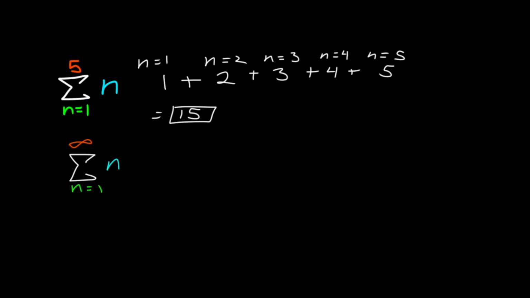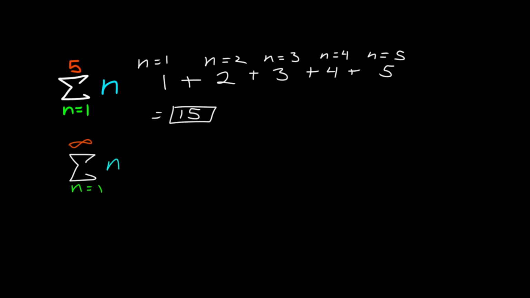Now, what about this series right here? Let's first look at its index. It starts at 1. And now let's look at the upper limit. Now, the upper limit isn't a finite number. It's actually infinity. How do we find the sum of something that goes to infinity?